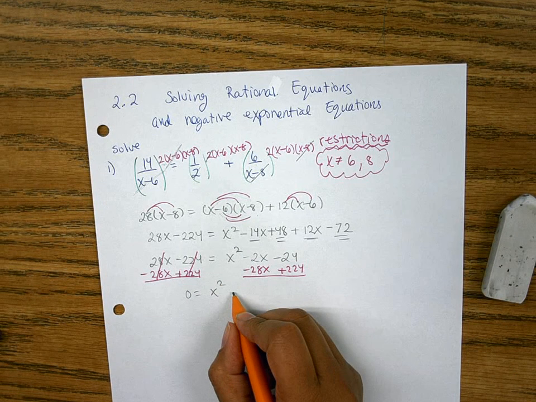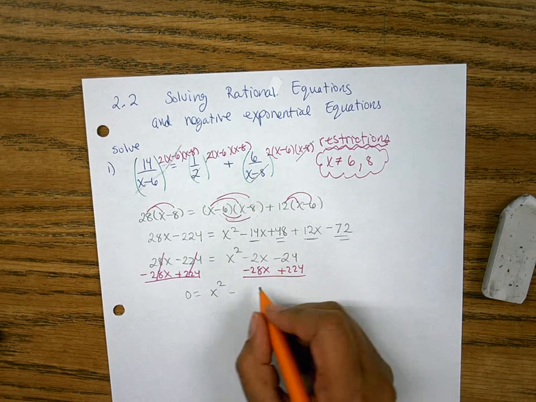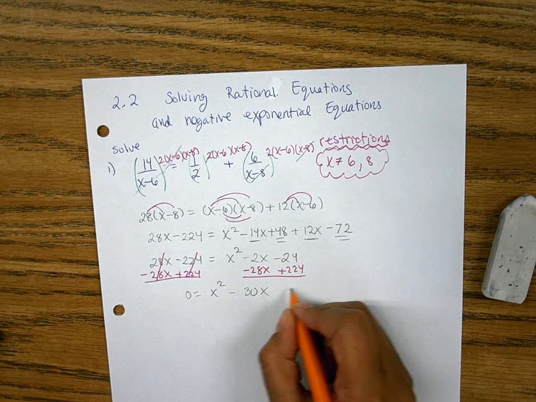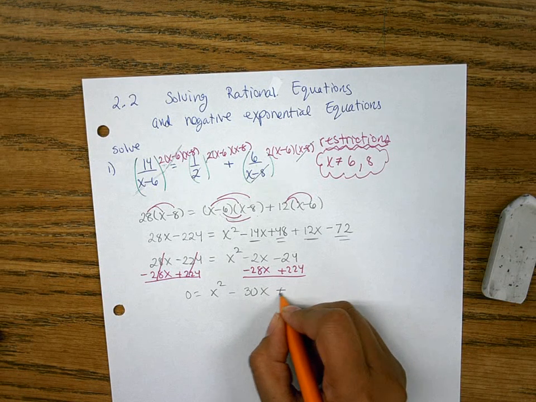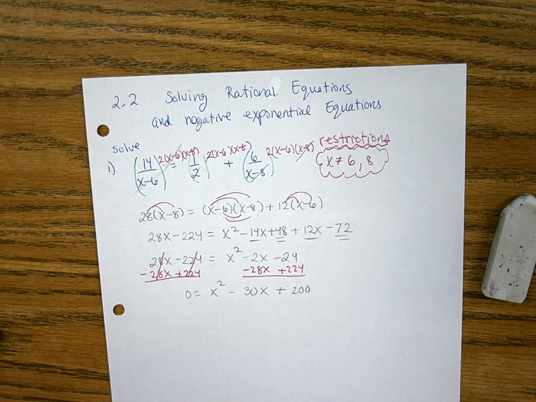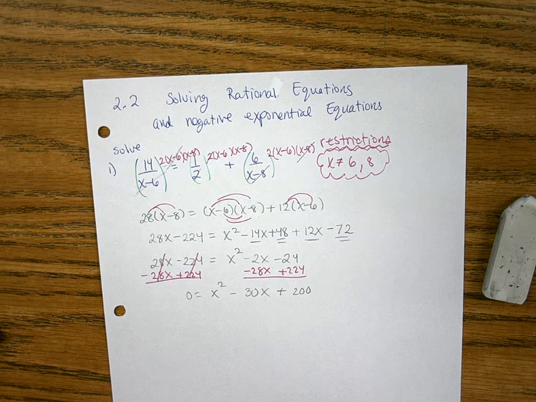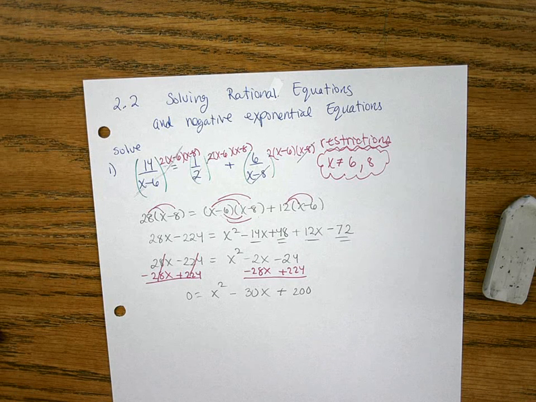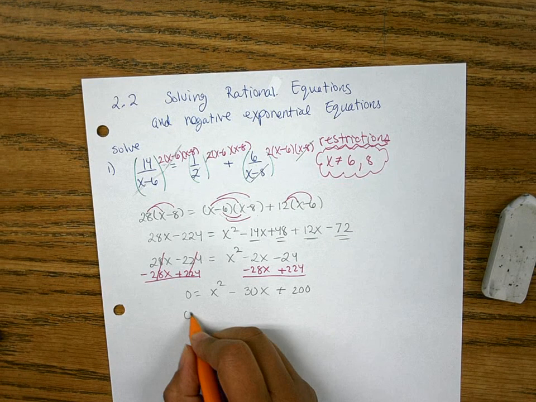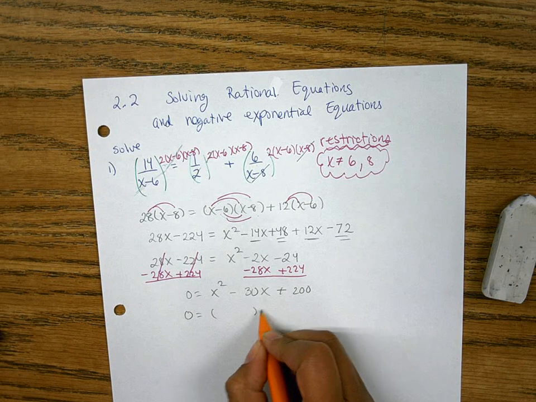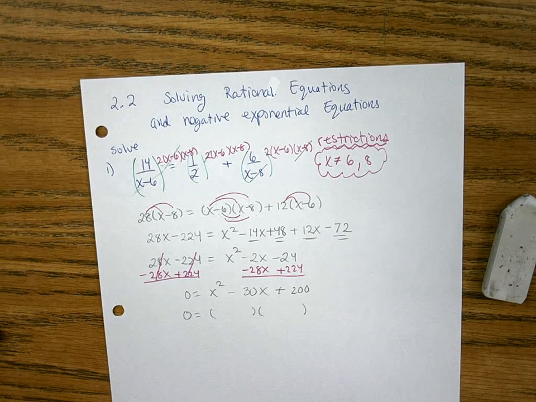0 equals x squared minus 30x plus 200. All right, those are some big numbers to factor.